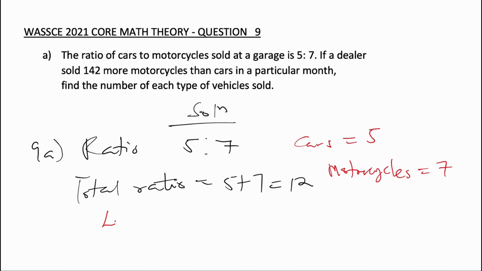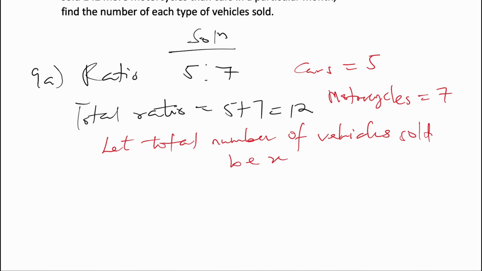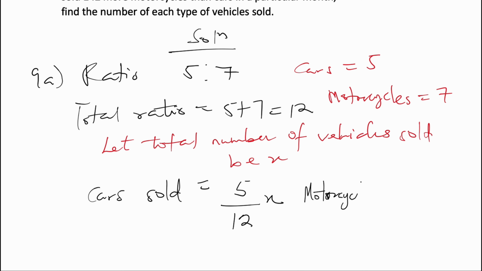So we can say, let the total number of vehicles sold be X. Then in that case, the number of cars sold will be the ratio of cars over the total ratio times X. So cars sold would be equal to 5/12x. And then motorcycles sold will be equal to 7/12x.